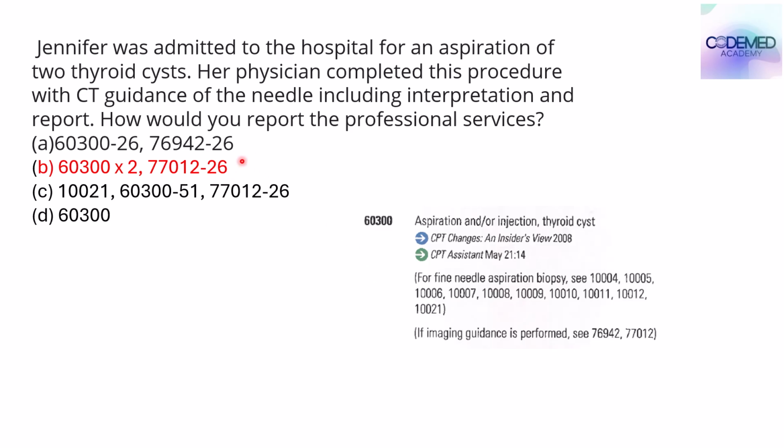And 26 modifier, we always put it on the radiological code, because the interpretation and report interpretation of that CT has happened by the doctor, so we will require that. So B is the correct answer. Two cysts, so we will write it two, because this doesn't say thyroid cysts. I mean, there is no plural, it is only one.